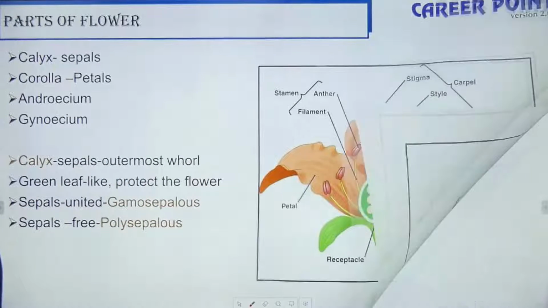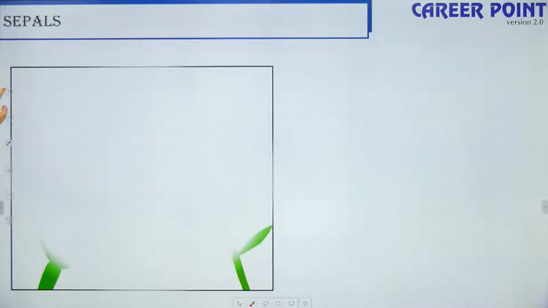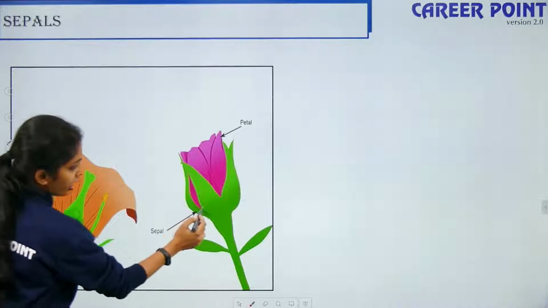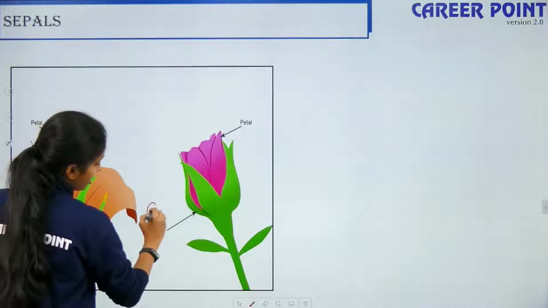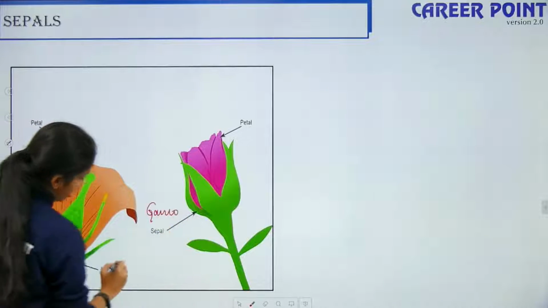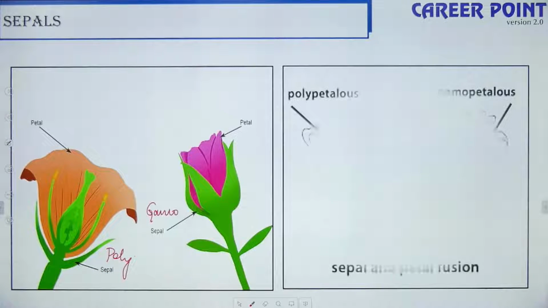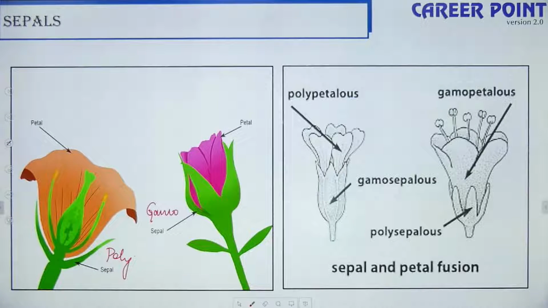So moving forward to the next part. So can you see here it is fused. So everything is fused. So here it is gamosepalous. So here it is polysepalous. Done? Okay. So the next one.